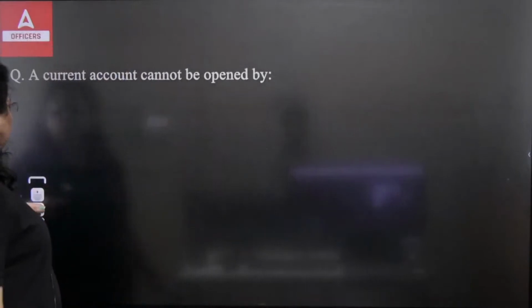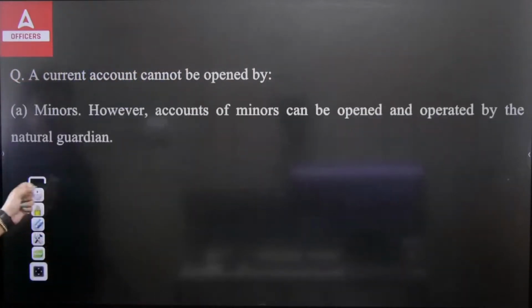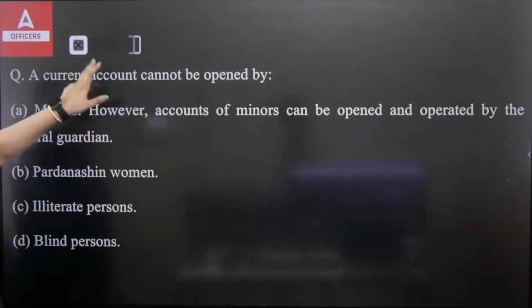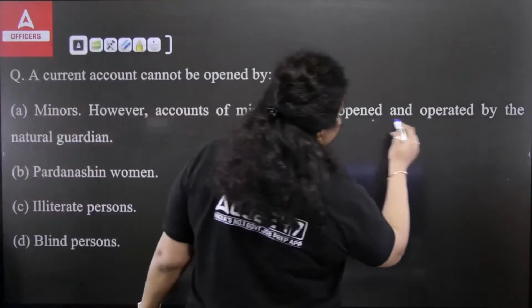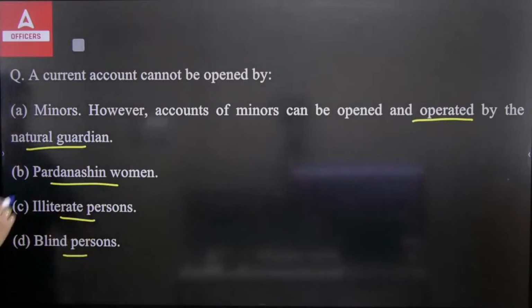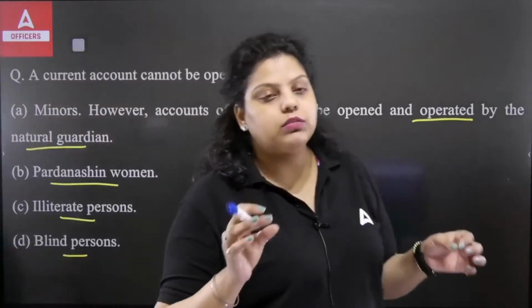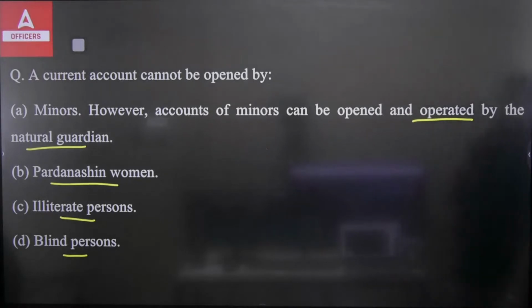So let's start. The first question is about the current account: who cannot open a current account? We have these 4 options. Read these options and let me know who cannot open the current account. First is minors, however, accounts of minors can be opened and operated by the natural guardian. Second, Parda-Nishin women. Third, illiterate person. And fourth, blind person. Which of the following cannot have a current account?